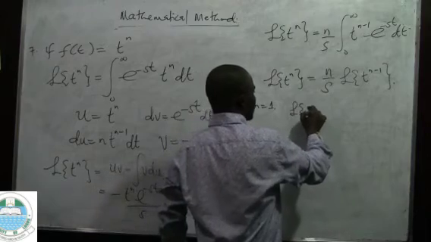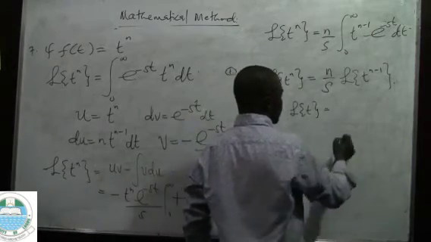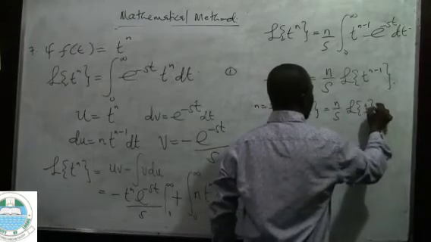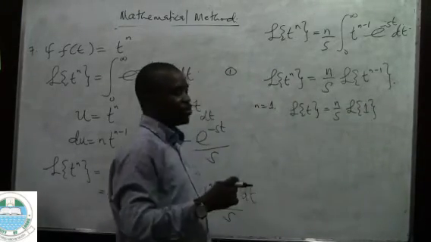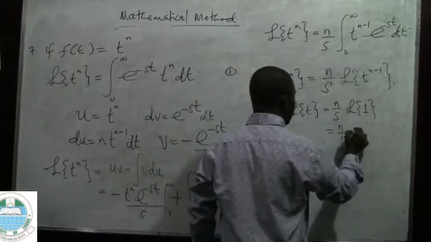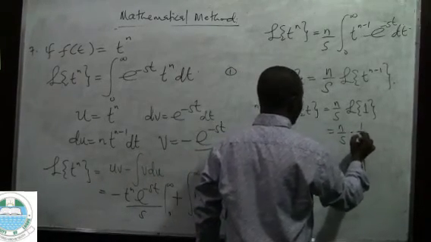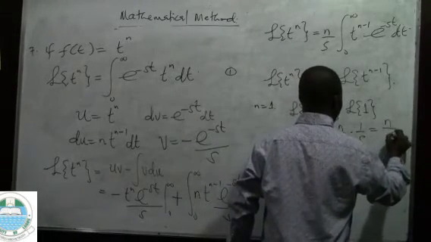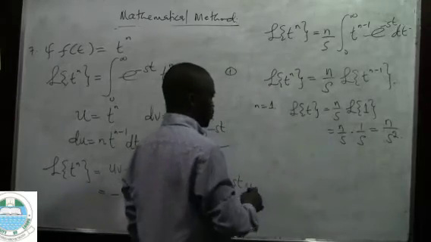Laplace of t to become 1 divided by s Laplace of 1. And we know that Laplace of 1 is 1 divided by s. So this becomes 1 divided by s times 1 divided by s. And that gives us 1 divided by s squared, which is the Laplace of t.